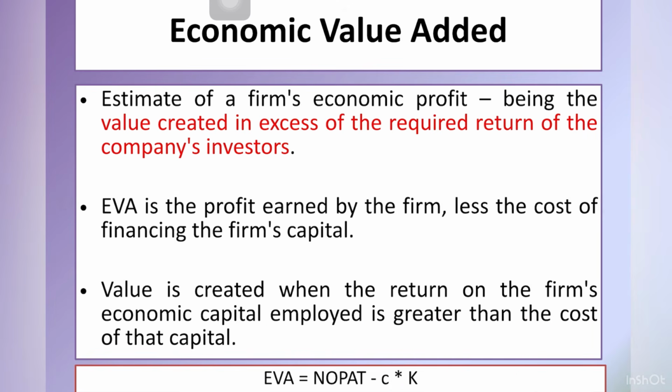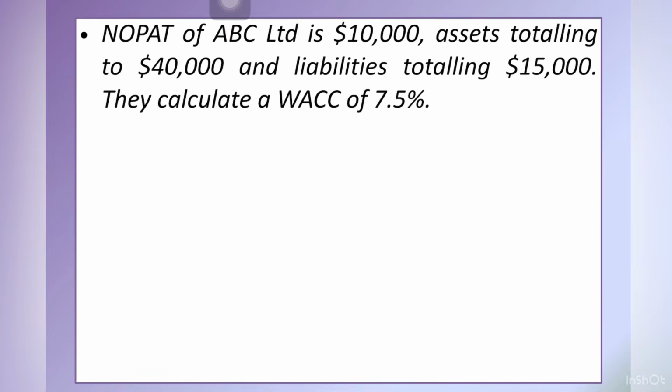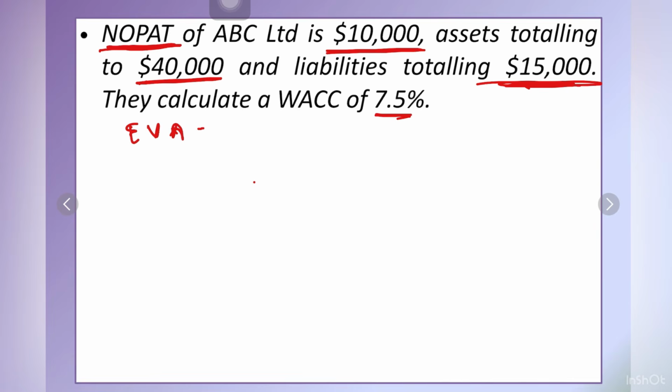Let's understand this with the help of an example. I've taken an example of ABC Limited. Over here, net operating profit after tax is given to you, that is $10,000. Along with that, assets are given to us, that is $40,000, and liabilities are given to us, $15,000. And cost of capital is 7.5%. So what was the formula for computing EVA? EVA is equal to net operating profit after tax minus cost of capital into investments.